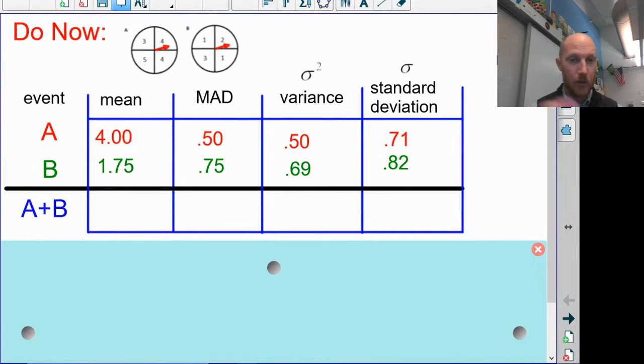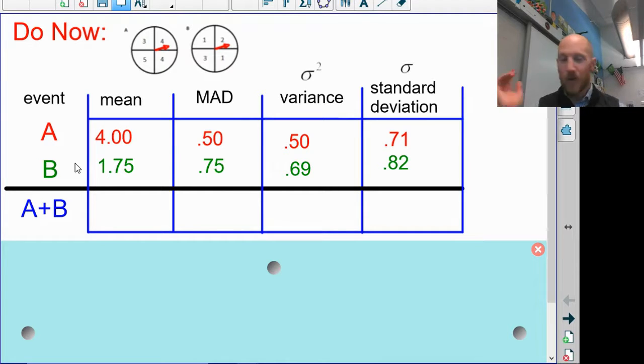Pretend that there are these two wheels of fish. We'll call it wheel of fish A and wheel of fish B, as in the tiny picture there. And pretend like on a previous day, you already calculated the mean absolute deviation, variance, and standard deviation for each of those two spinners. And the answers are listed there on the table.